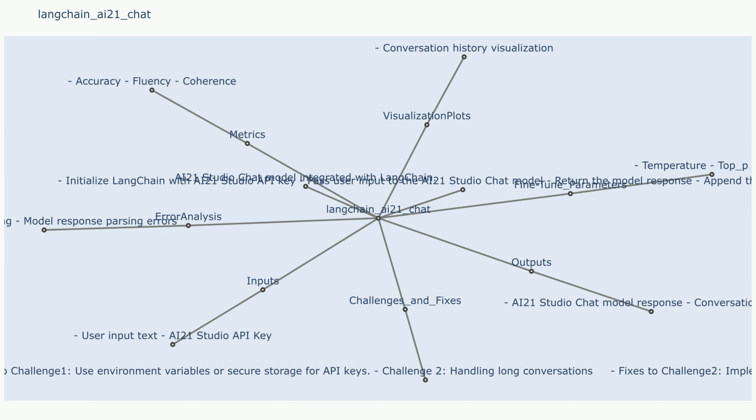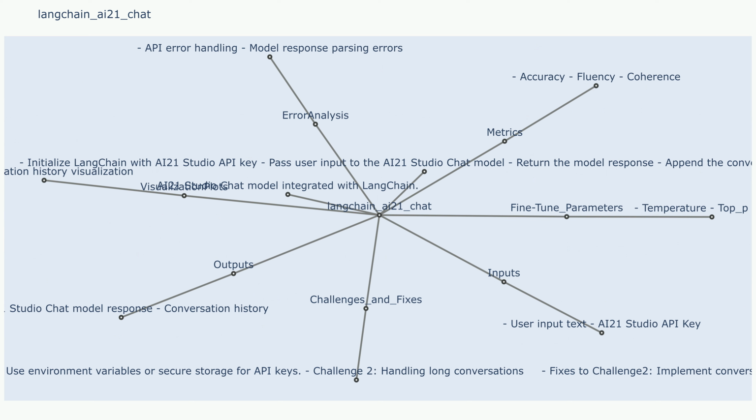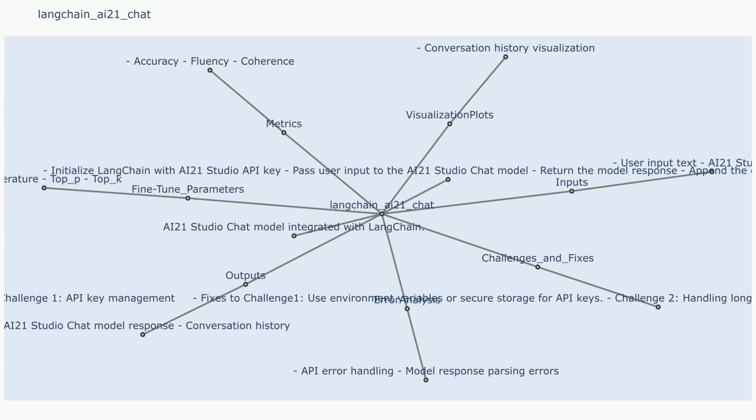Fine-tune parameters. Temperature controls the randomness and creativity of the generated text. Higher temperatures lead to more unpredictable outputs. Top p, a parameter used for nucleus sampling, which controls the probability distribution of the chosen tokens during text generation. Uncertainty methods. Confidence scoring. The AI21 Studio API may provide confidence scores for the generated tokens, offering insights into the model's certainty about the generated output.